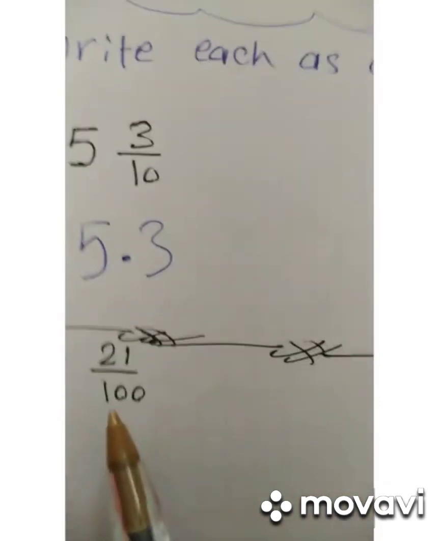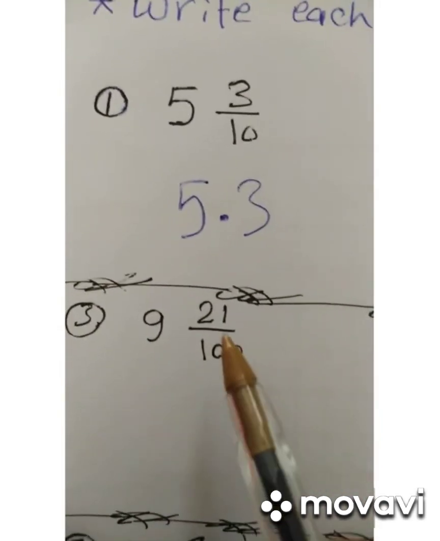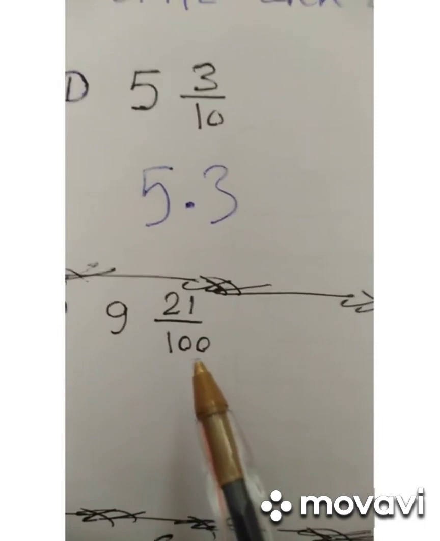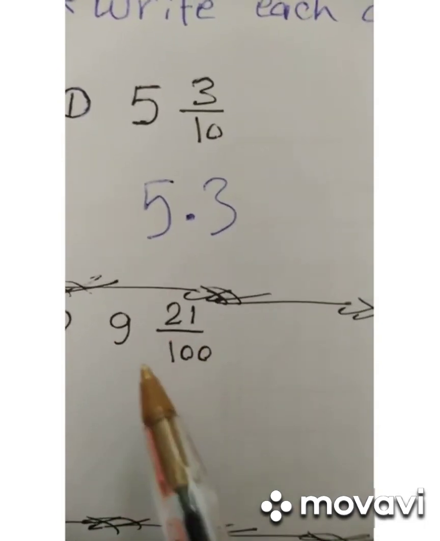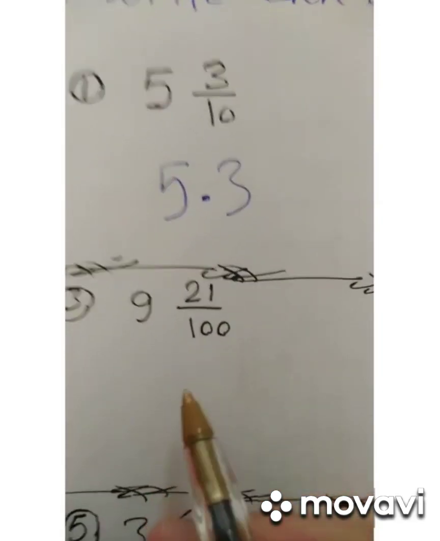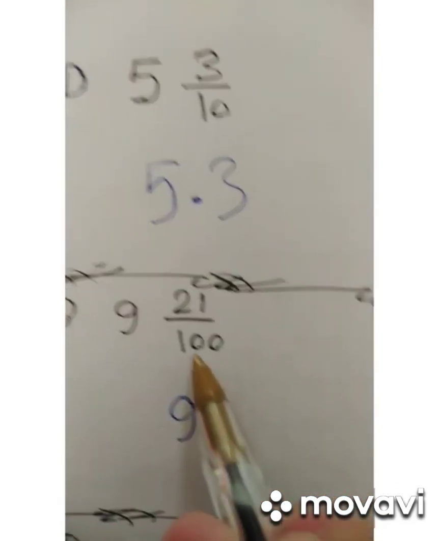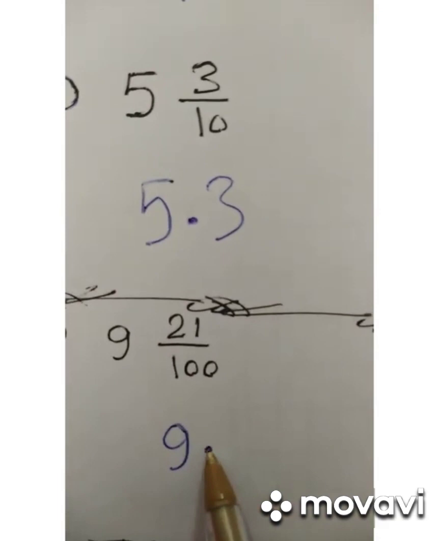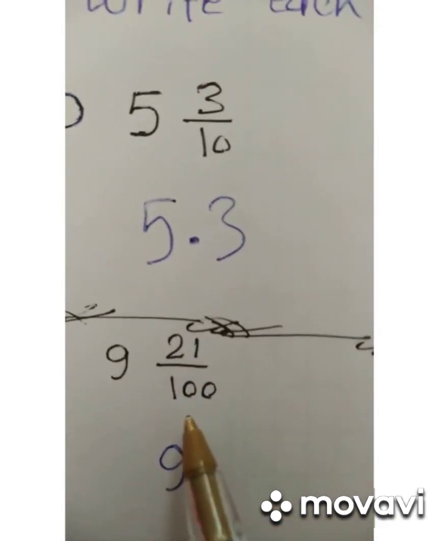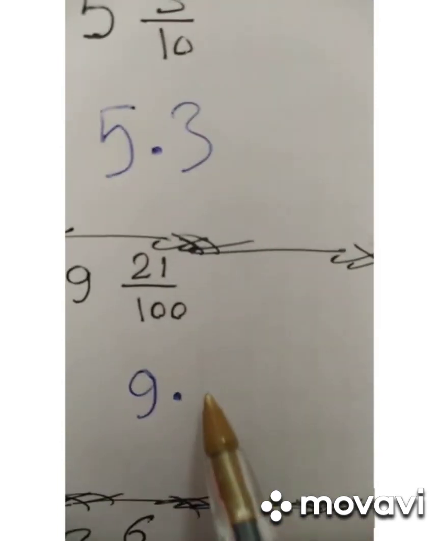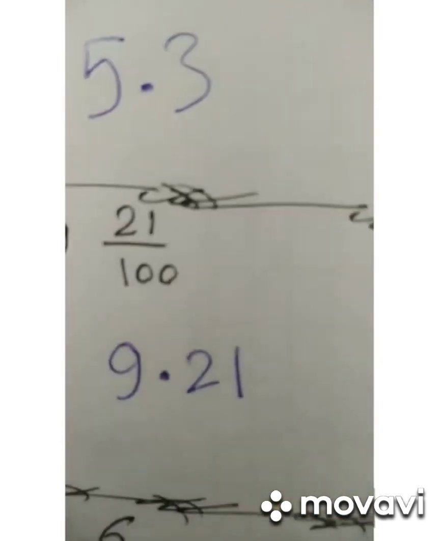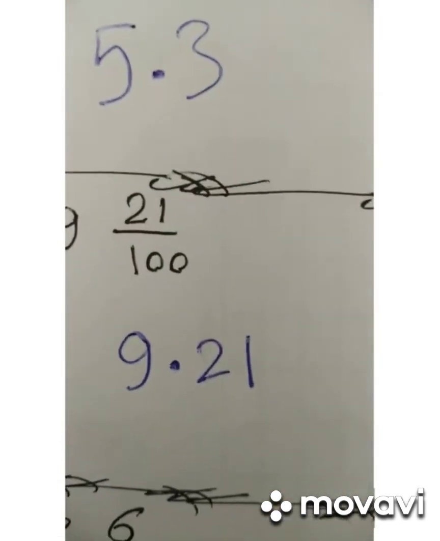Number 3, we have 9 and 21 hundredths as a fraction, sorry. So we want to rename it as a decimal now. The whole number is 9, write 9. Then put, yes, the decimal point. We have 21 hundredths. So 2 digits after the decimal. So write 21. And we read it 9 and 21 hundredths.